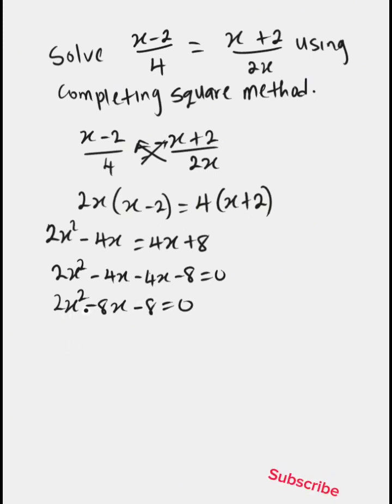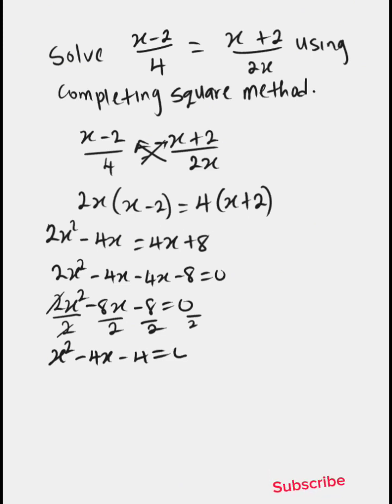So we are asked to solve using completing square method. The first thing I'll do is to divide through by the coefficient of x squared, which is 2. So we take care of 2. We have x squared minus 4x minus 4 equals 0. Take the constant to the right hand side. That means I have x squared minus 4x equals 4.